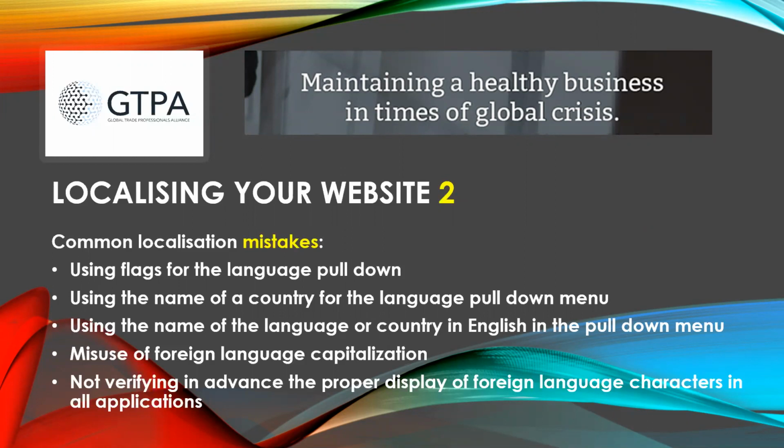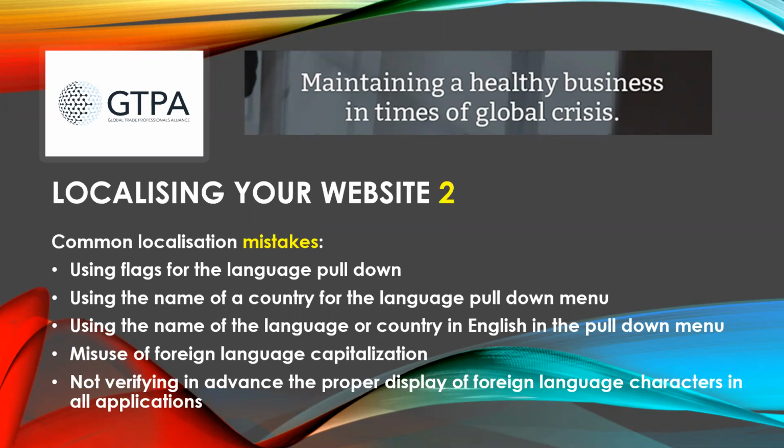Another common mistake is not verifying the proper display of foreign language characters in all applications. So let's say, for example, you are a company based in an English-speaking country, and you have got a Chinese website because you are aiming at Chinese purchasers for a specific product. Understand the way Chinese characters present on screen. You might have to expand your screen, horizontally or vertically, to accommodate the different characters that are not the English alphabet.